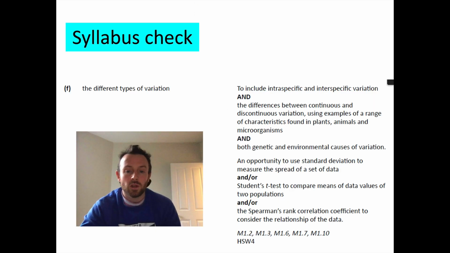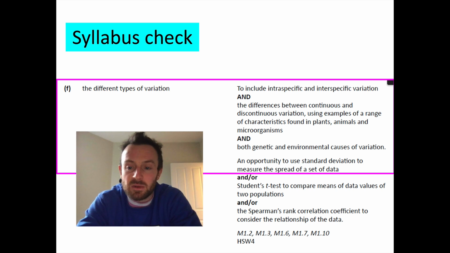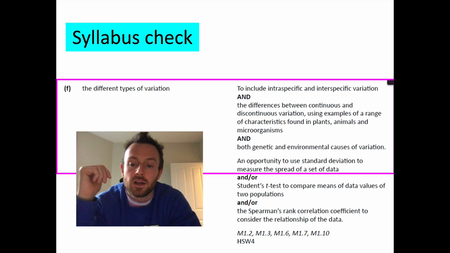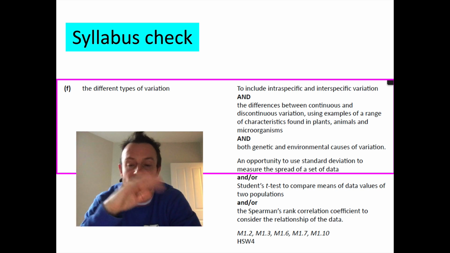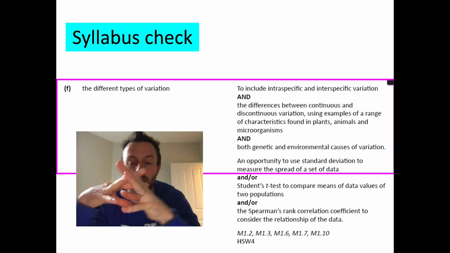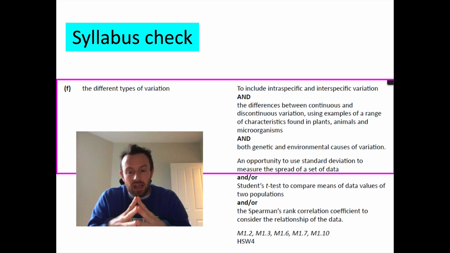Before we go, we'll just review the syllabus points that we've looked at today. So we looked at these points, and remember we focused really on this stuff. We talked about intraspecific, interspecific, continuous and discontinuous variation. We plotted a histogram to show continuous variation of a class. And then we also calculated the standard deviation to measure the spread of the heights of that class, which was roughly normally distributed.